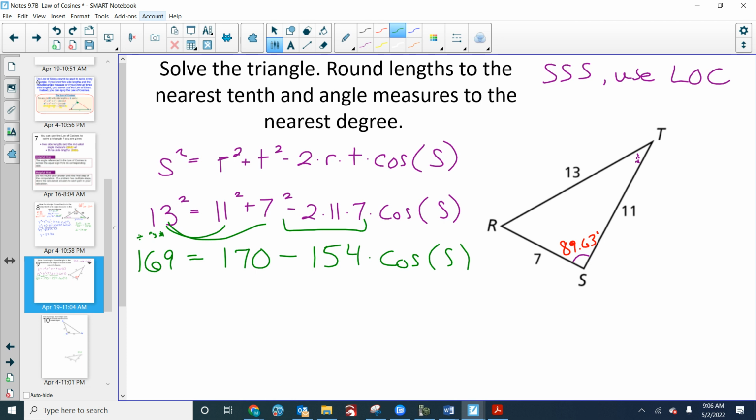So if we want to find R, if you're good with the law of sines from here on out, you guys agree we can use the law of sines from here on out? Okay. If you want to move on to that next problem, I'm fine with that. If you want to see finishing off this problem, I would do the sine of 89.63 over 13. And then pick an angle, R or T, I don't care. R. So equals the sine of R over what? 11. And then you just cross multiply and then sine inverse.